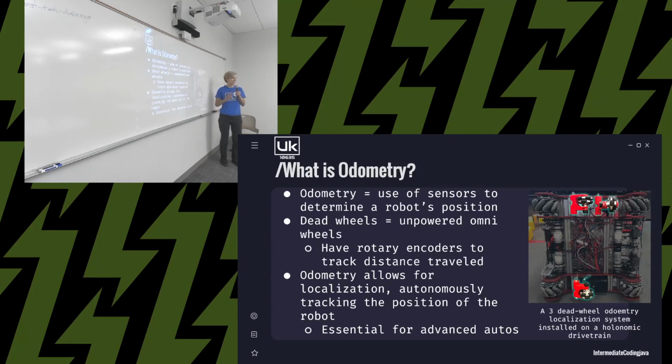And this is essential for advanced autonomouses. This is an example of a holonomic drivetrain that uses odometry wheels. You can see 3 dead wheels on this drivetrain to create this localization system.